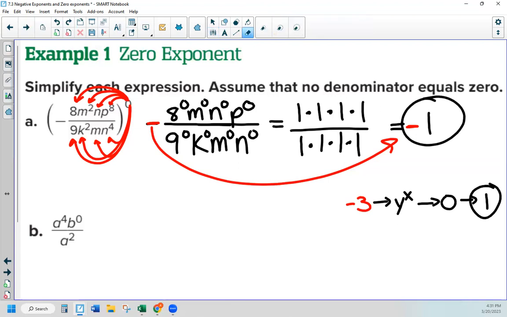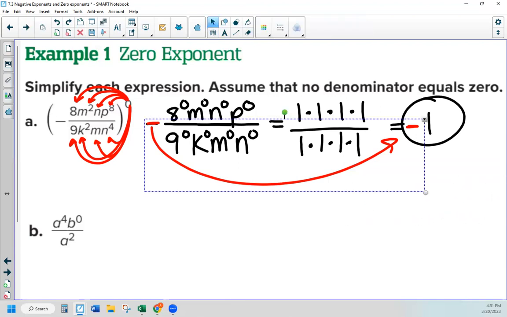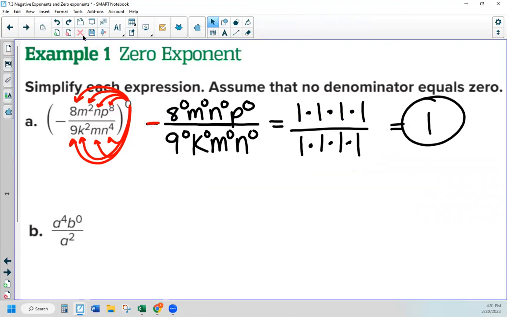Okay, so that is why this negative is not brought to our final answer. That negative is within the parentheses. If there was a negative outside of the parentheses, then yes, you do apply that negative afterwards. But that negative was inside of these parentheses walls. So let's see if you can do B on your own. Pause it right now and try B. Let's see if you can get it.